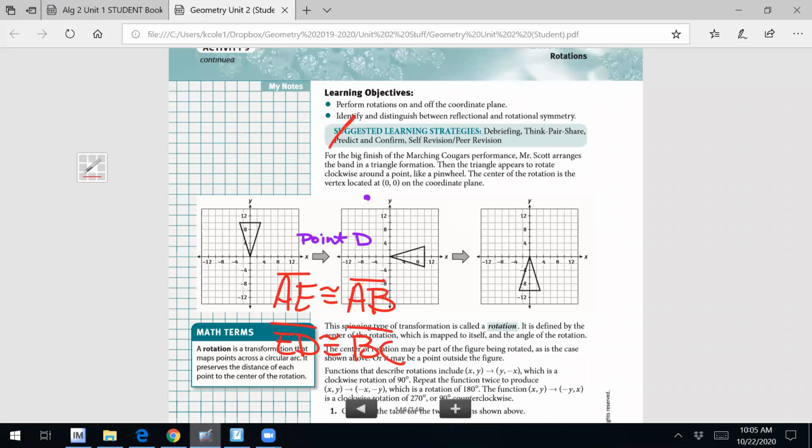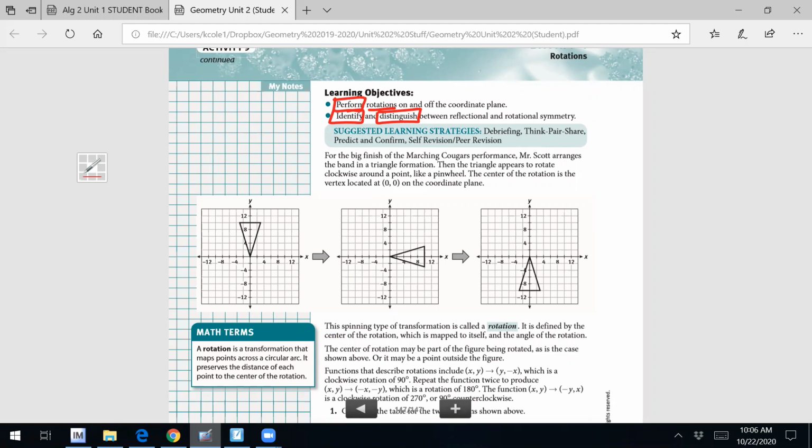So it says, perform rotations on and off the coordinate plane, identify and distinguish between reflectional and rotational symmetry. Okay, so we need to be able to decide, did they reflect or did they rotate? And how do we get that symmetry?